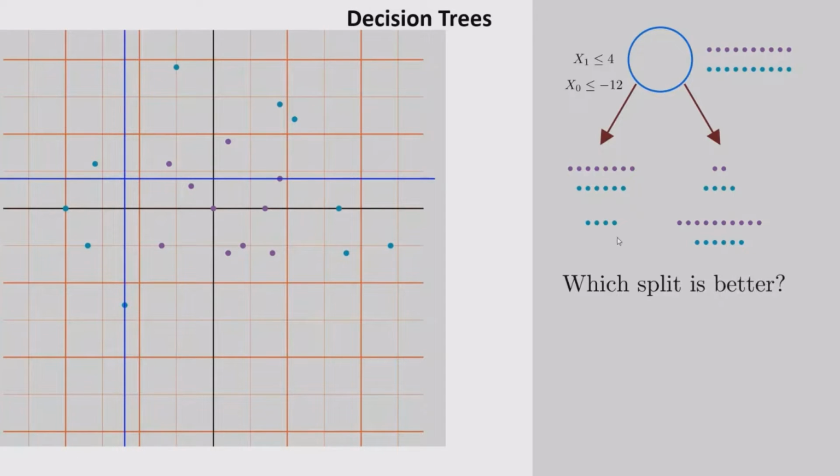Obviously, the second one will be better. The second one is better than the first one. I'm not speaking in absolute terms, I am speaking in relative terms. Provided I have to choose between the first condition and the second condition, I would prefer to go for the second condition. Why? Because I am getting a pure decision here, a pure node here. So I'll be able to give a decision better here.